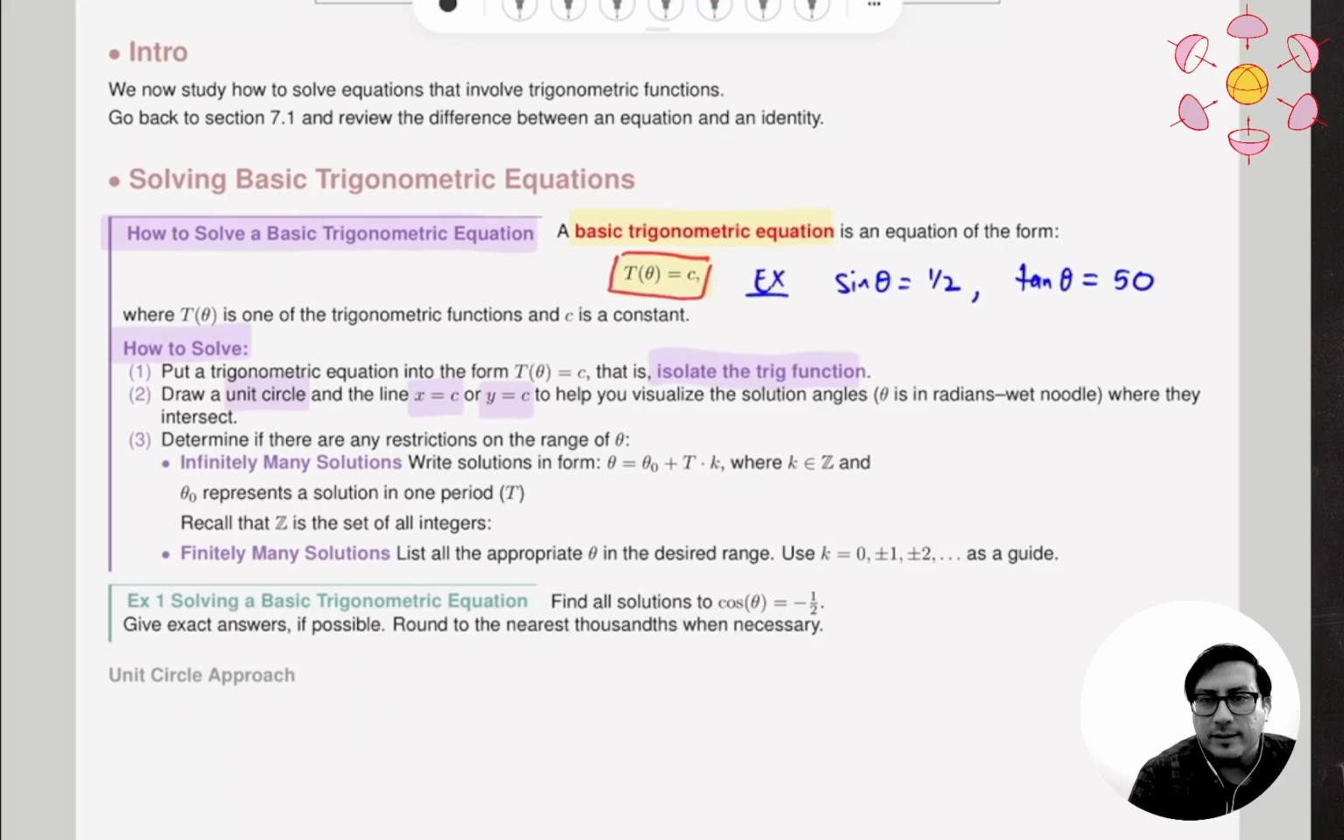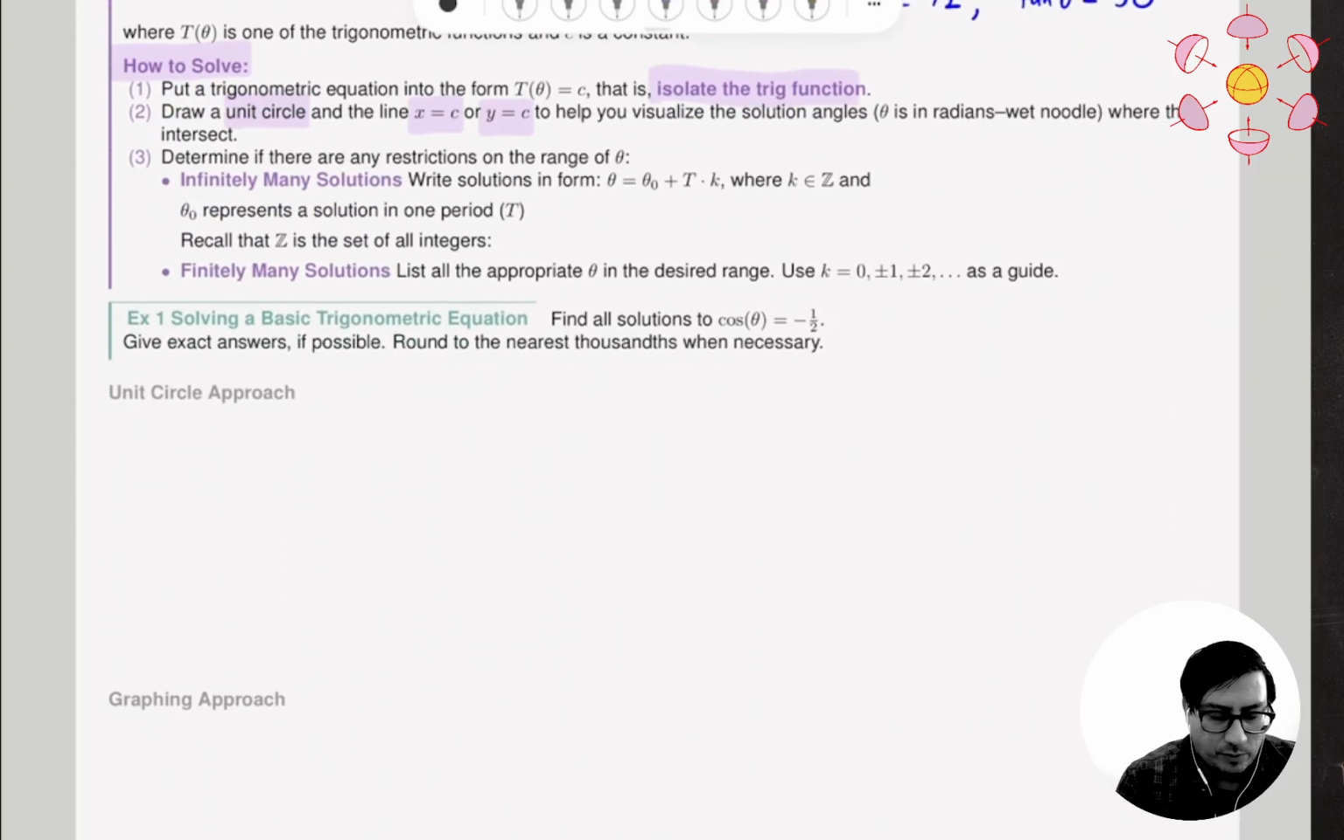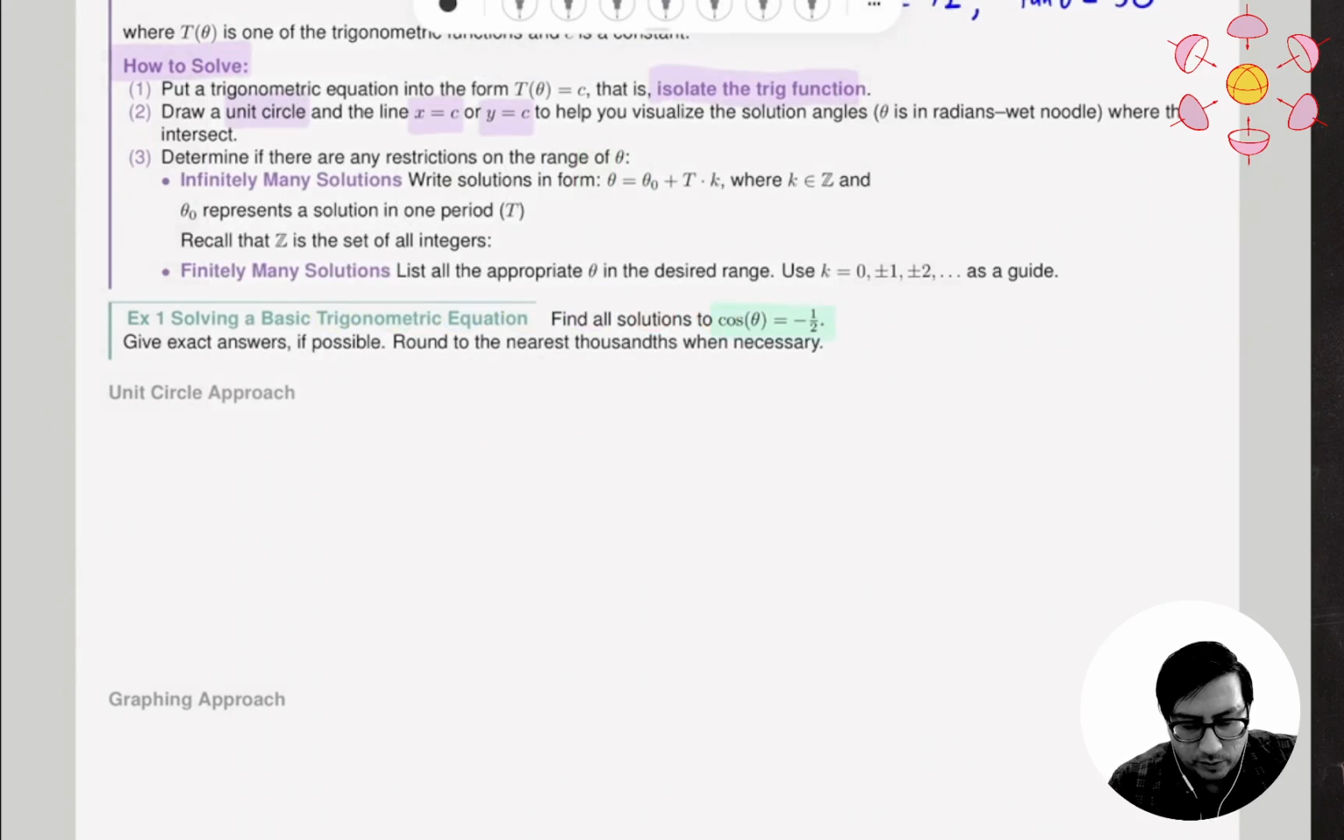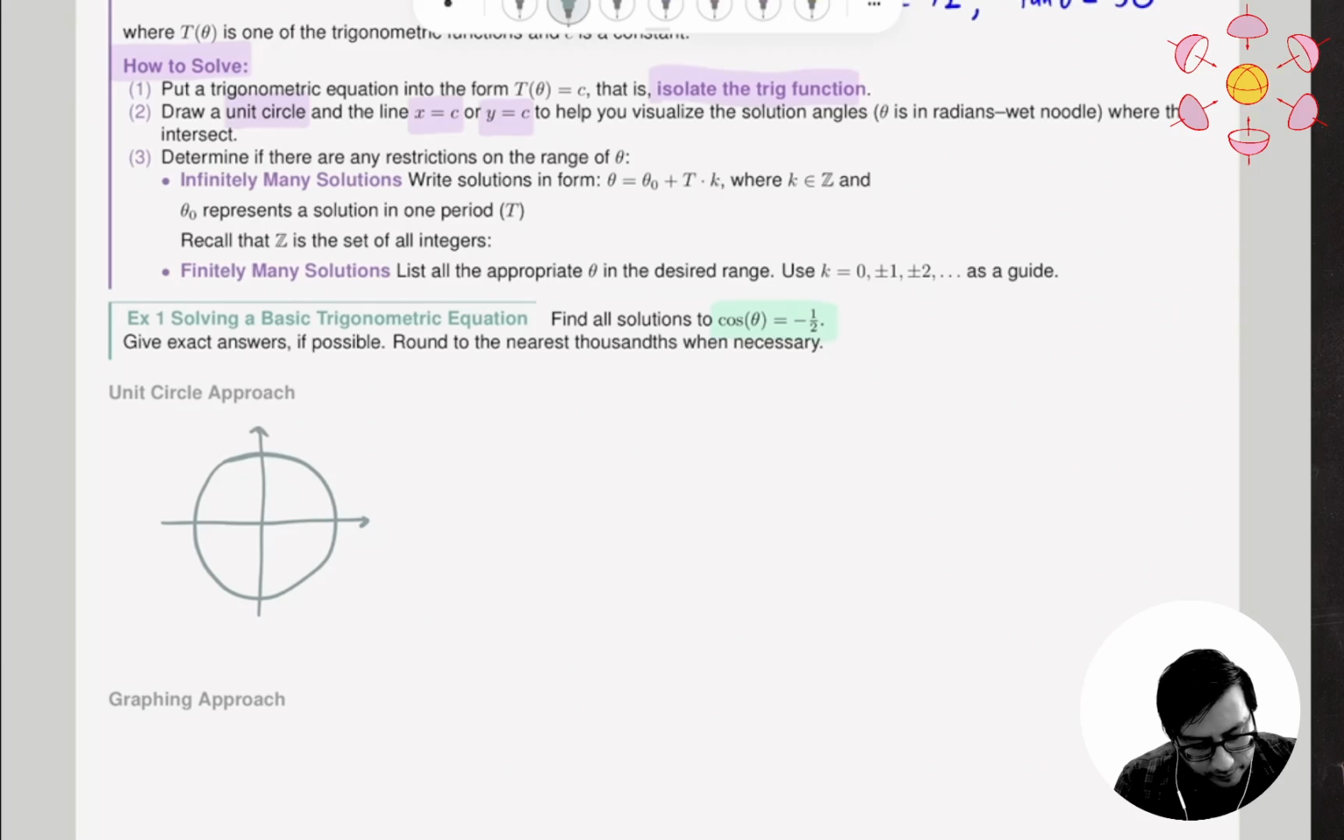Let's actually come back to these steps after we've done an example. So let's start with example 1. Here's our problem: we want to solve cosine theta equals -1/2. Step 1 is already done, since it's already isolated in the right form. The next step says draw a unit circle. Let's draw a quick unit circle here, label our axes and put a 1 here to remind us that the radius is 1.